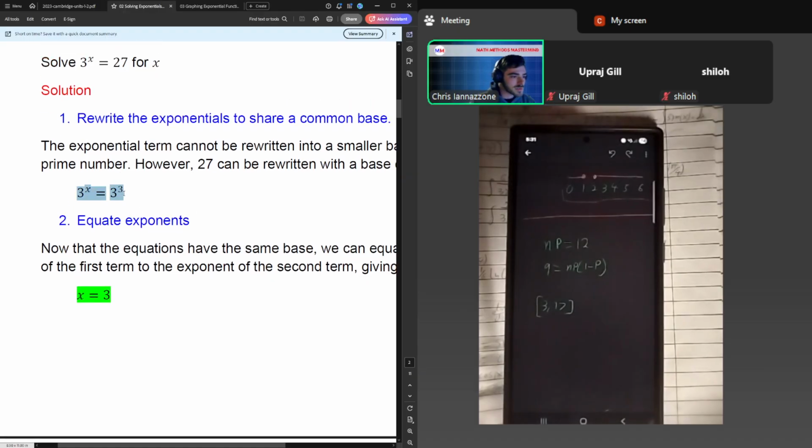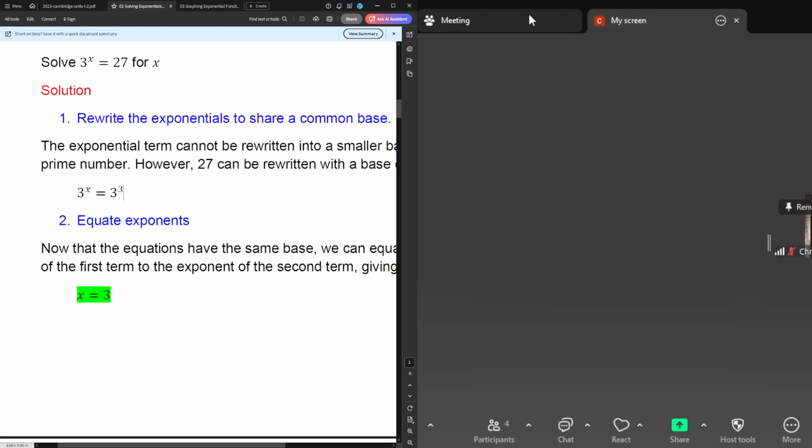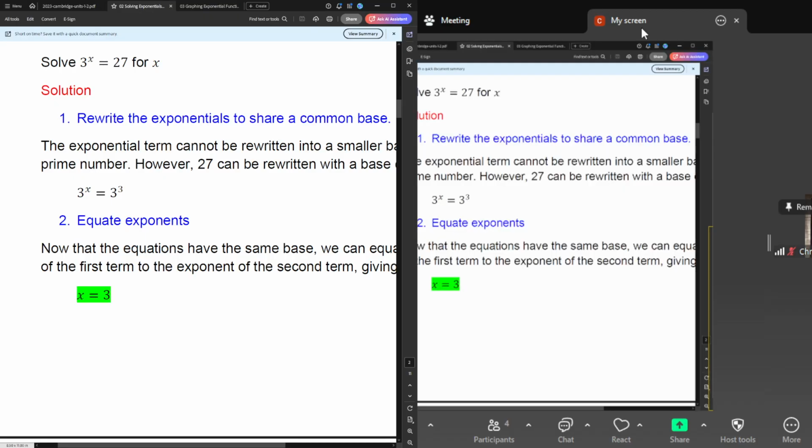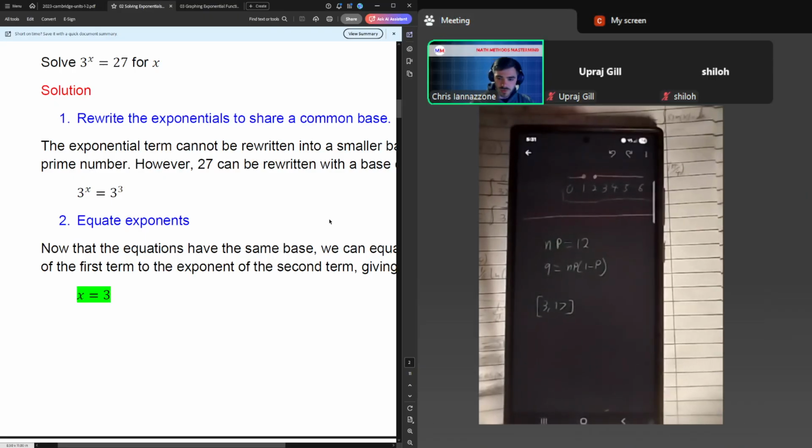From here, you can see the similarity between these two things. You have the same base of 3, power is x versus power of 3. When there's the same base, you can now ignore the base and go straight into saying that x is going to be 3. If you imagine putting a 3 here, we're just saying that 3 cubed is equal to 3 cubed. Nothing too crazy.